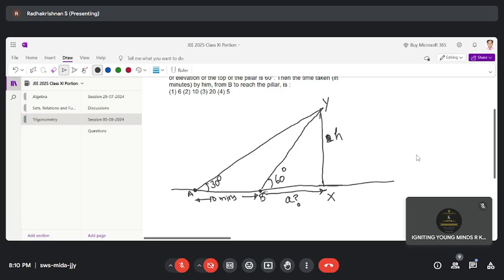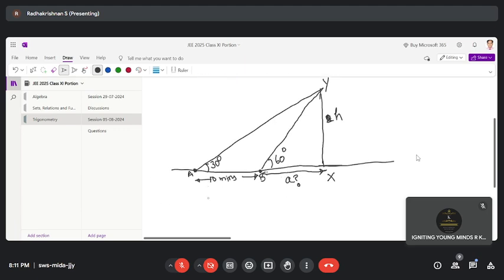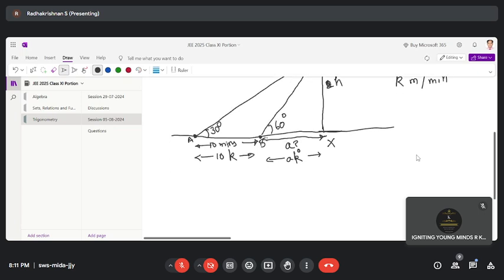So he takes A minutes. Now they are given in minutes, and we usually want distance, so let us convert it. Let us say he walks k meters per minute. In 10 minutes, how many meters will he walk? 10k, right? In 1 minute, he walks k meters, means in 10 minutes he walks 10k. Similarly, in A minutes, he walks Ak. So we got it in distances: this is Ak and this is 10k. This is h.